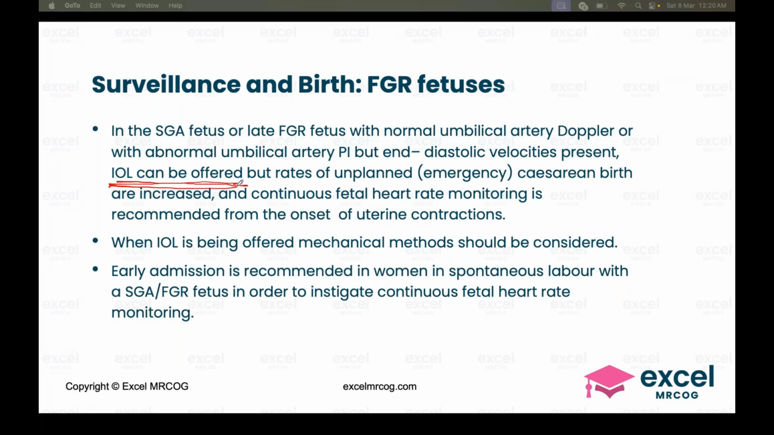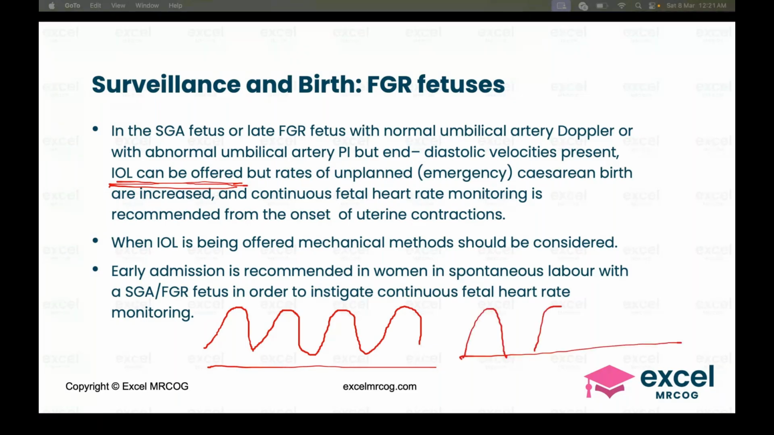But if there is positive flow, what is positive flow? This is the baseline. The umbilical artery always has flow during systole and diastole. Absence is this. During diastole, there is no flow. This is absence of flow. Reversal is this. During diastole, it goes backward.